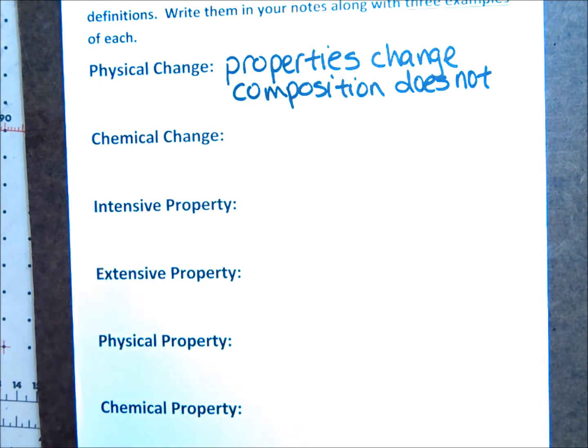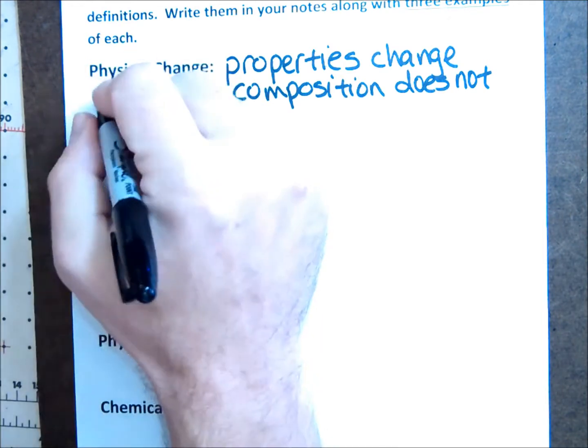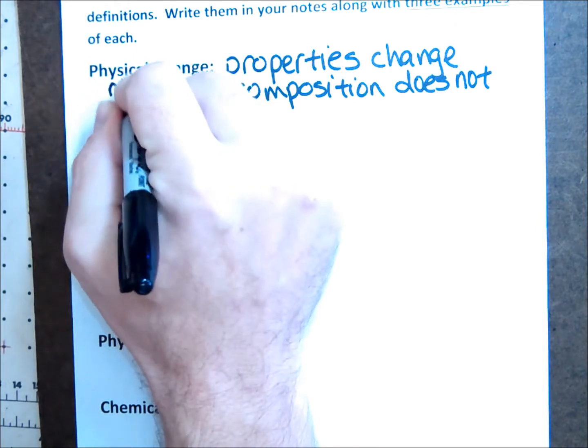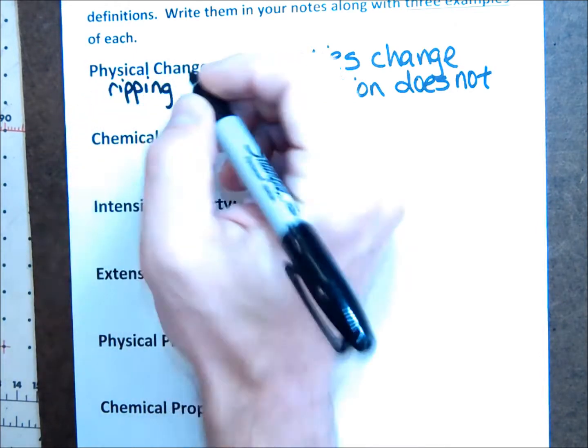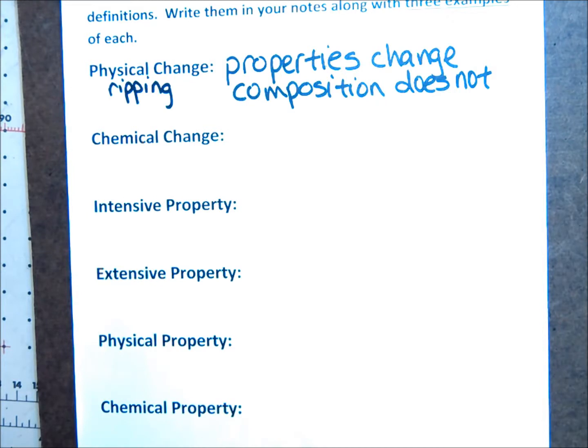So what I want for my first example is something that I did yesterday. One of the things maybe with the paper, or with the boiling water, or when I burnt the sugar. I want something that's a physical change with what I did yesterday. Danielle? So we would say ripping is a physical change. Okay, now it doesn't have to be from yesterday. It can be what you found or something that you thought of.